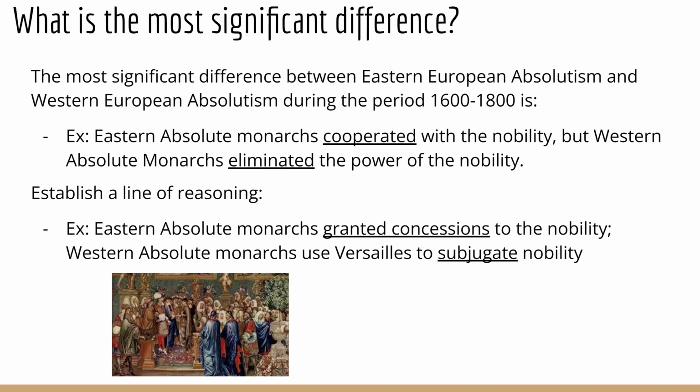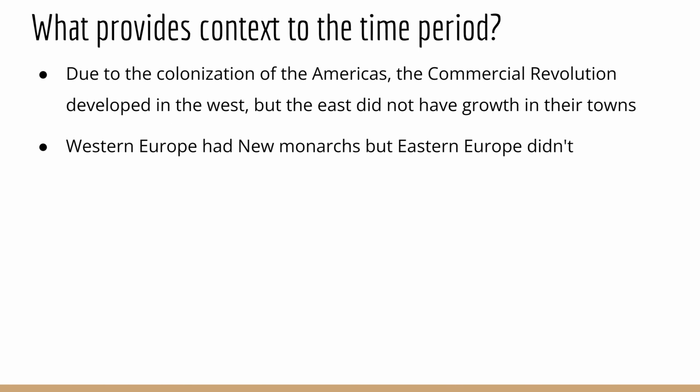So we thought that the most significant difference was that Eastern absolute monarchs cooperated with the nobility, but Western absolute monarchs eliminated the power of the nobility directly. And you can't just say this, you have to establish a line of reasoning. So we said that Eastern absolute monarchs granted concessions to the nobility, however, Western absolute monarchs used Versailles to subjugate the nobility. Okay, so before we move on to evidence, we'll go over the context or ideas for context.